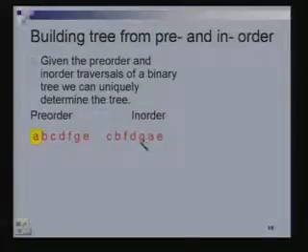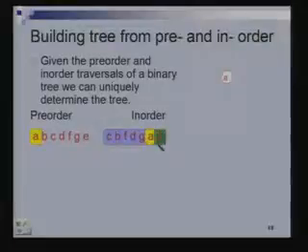We need to find A in the in-order traversal. So A is the root, I know that. Now I search for A in the in-order traversal. What do I know? I know that E is to the right, the right subtree. So this is the in-order traversal of the right subtree, and this is the in-order traversal of the left subtree of A. The green is the in-order traversal of the right subtree, and the blue is the in-order traversal of the left subtree.